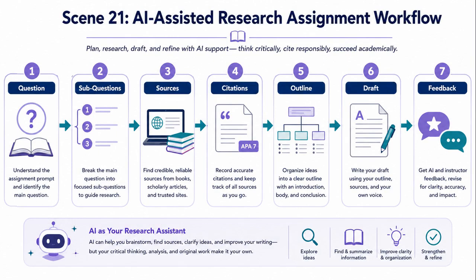Now let's look at example workflow, research assignment. Start with your assignment question. Ask AI to break it into sub-questions. Use research tools to find reliable sources. Use a reference manager to organize citations. Ask AI to create an outline. Write the draft yourself. Use AI for feedback, clarity, and structure.